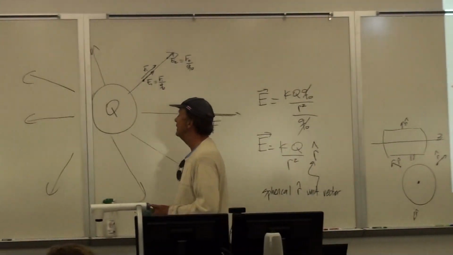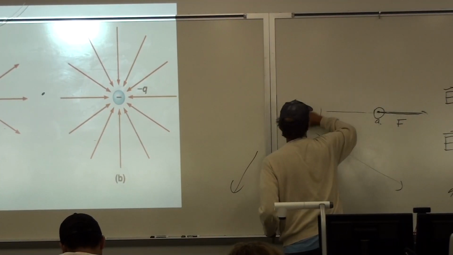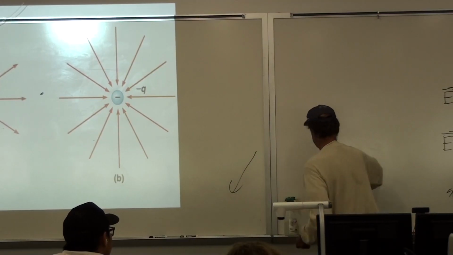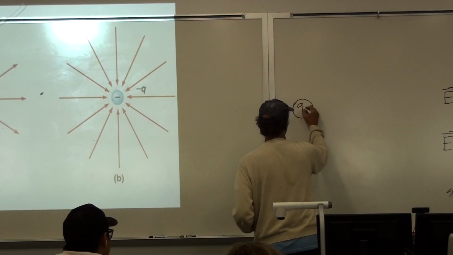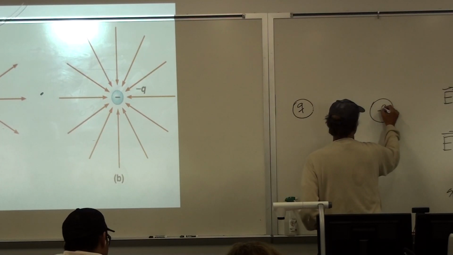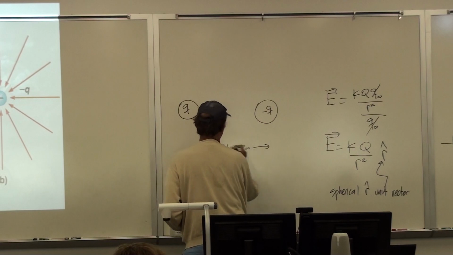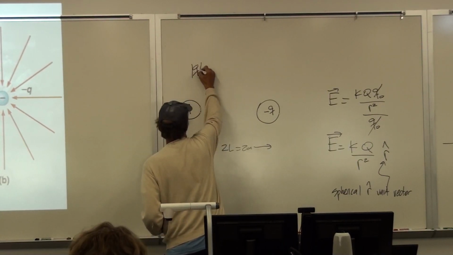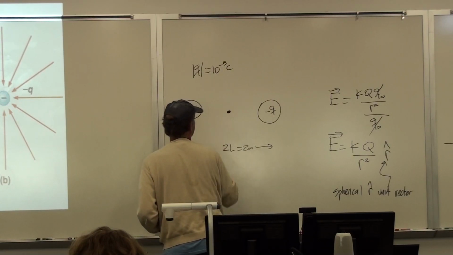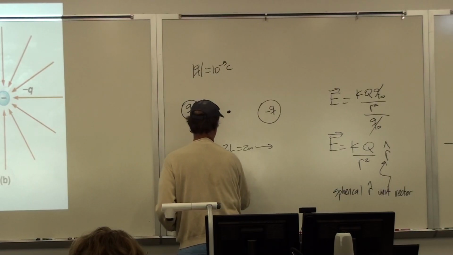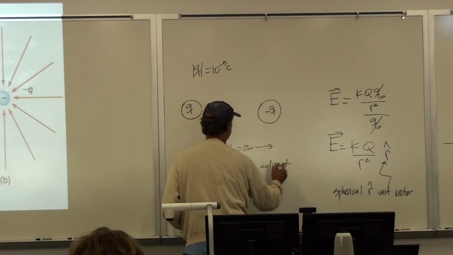Okay, so given that, let's figure out the electric field at the midpoint between two equal charges that are opposite in sign. So this is Q, this is minus Q. Then let's make this distance 2L equals, let's say, 2 meters. So the magnitude of Q equals 10 to the minus 5 coulombs. Let's find the electric field at the midpoint between the two charges.